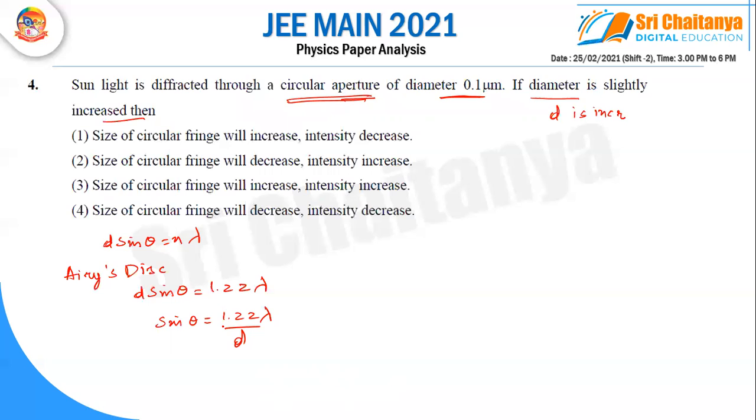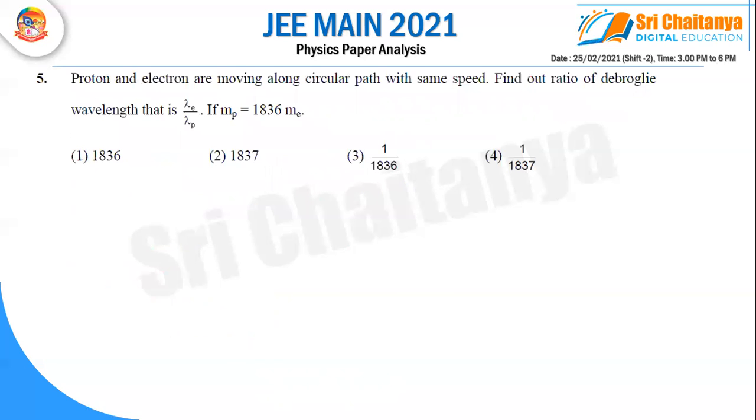Now this is the fringe: if d increases, the fringe width value decreases. So what we need to get is that the size of the circular fringe will decrease and the intensity is going to increase. That will be the right option. Okay, move on to the next problem.